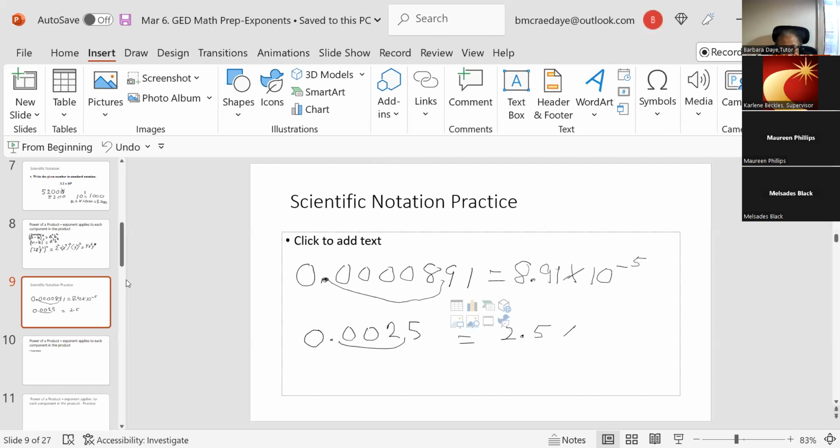Okay, the base is always 10. What's the exponent? Exponent would be 3. Plus or minus? -3. That's right, -3. Because you moved it 1, 2, 3. Just count. Yes. Okay.